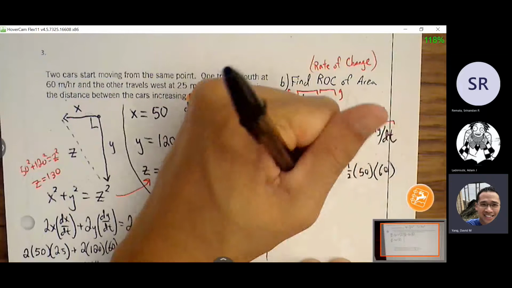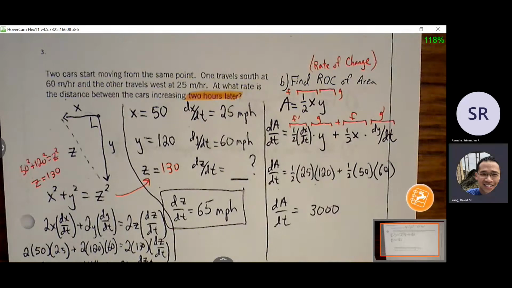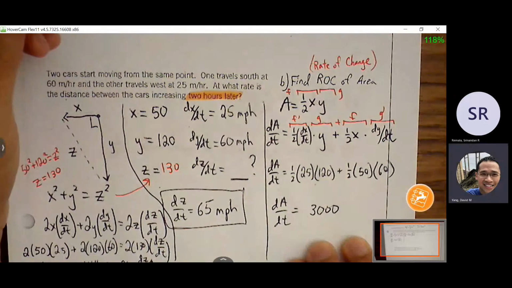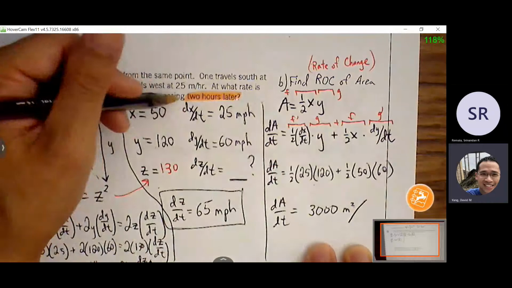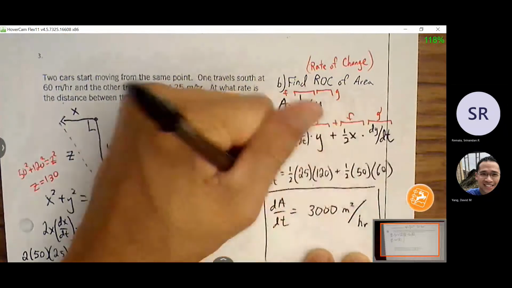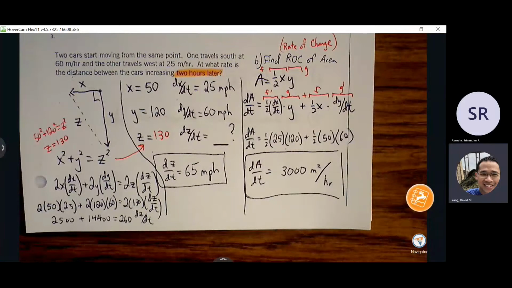$1,500 plus $1,500. Area, all squared. Time interval is per hour. Okay, any questions so far?